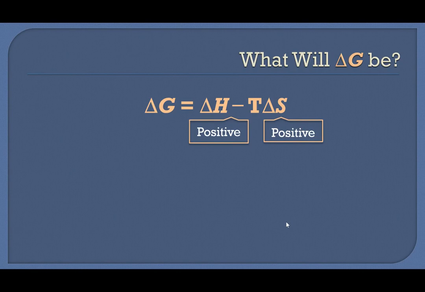All right. Now we have positive and positive. So we've got positive delta H. That is endothermic. It's taking energy from the surroundings. So energy is entering the system. And we've got positive entropy, which means it's getting messy. And that's favorable. So again, we've got unfavorable, we've got favorable. So this is in fact temperature dependent.